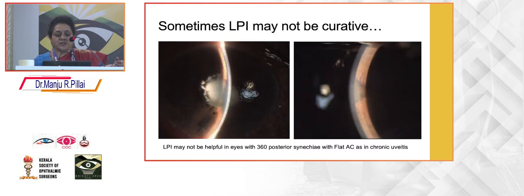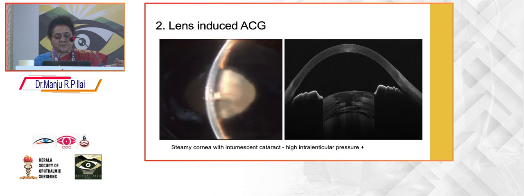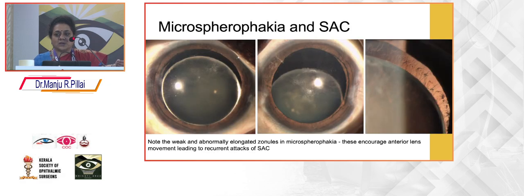Sometimes PI may not be curative in cases like this, where there is a 360-degree synechia with flat AC as in a chronic uveitis, where we have to go in for alternative surgical procedures, mostly a surgical PA trabeculectomy, or after a B scan, once the uveitis has settled down, we have to go in for a GDD. In lens-induced angle closure glaucoma, when there is ischemic cornea with intumescent cataract and high intraocular pressure, we have to always look for the other eye angles also, and lens removal is the only treatment.